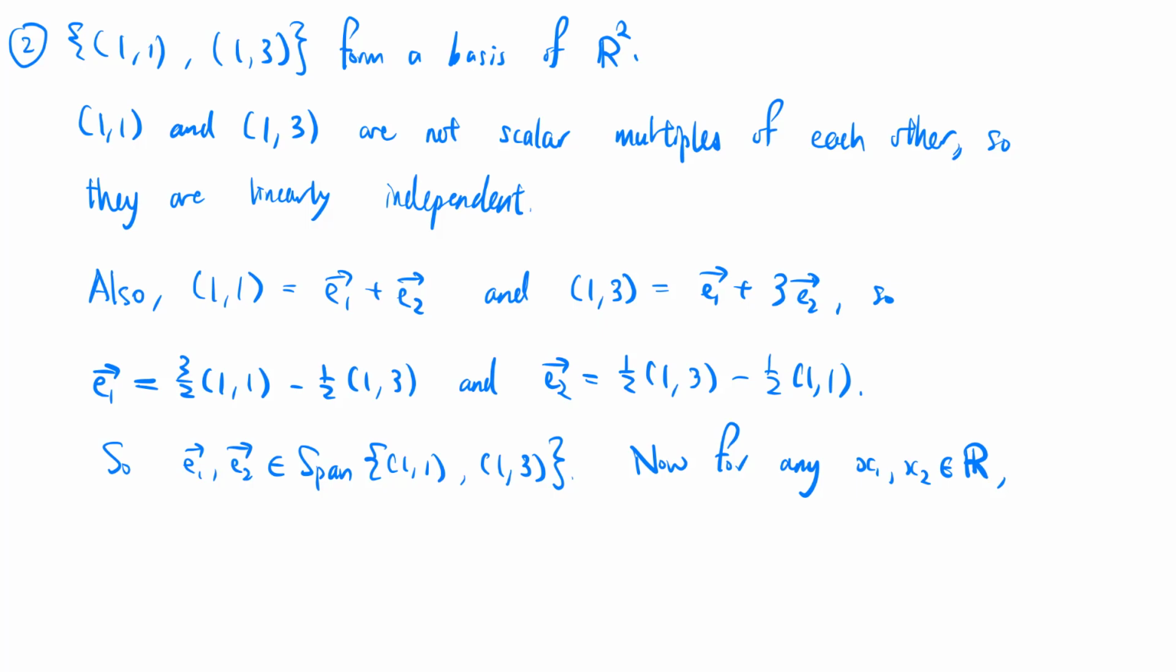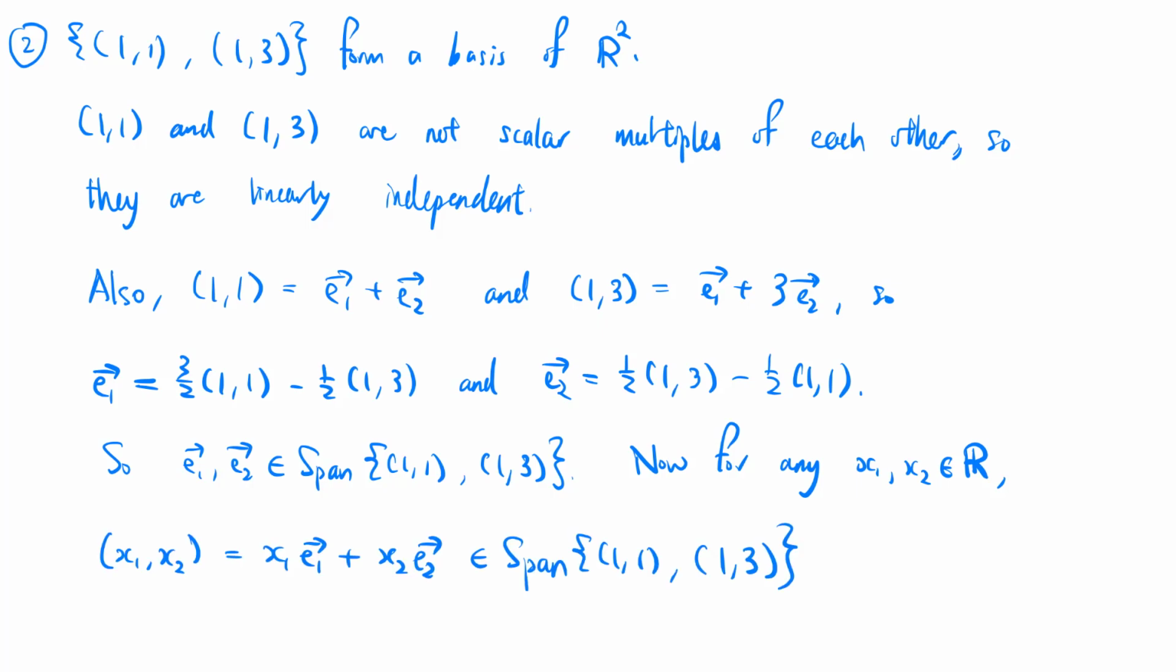Now, for any real numbers x1 and x2, (x1, x2) equals x1 e1 plus x2 e2, which is in the span of (1, 1) and (1, 3). Hence, R2 is equal to the span of (1, 1) and (1, 3).